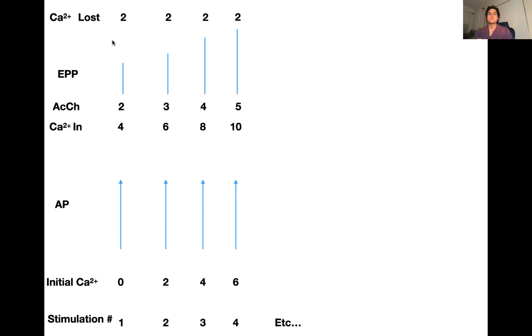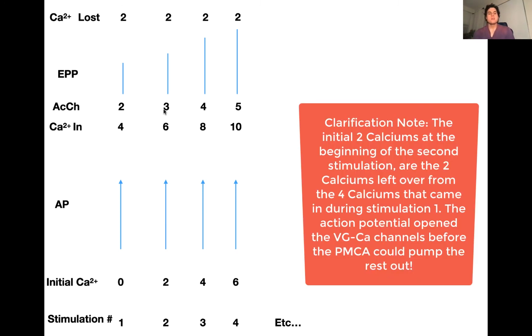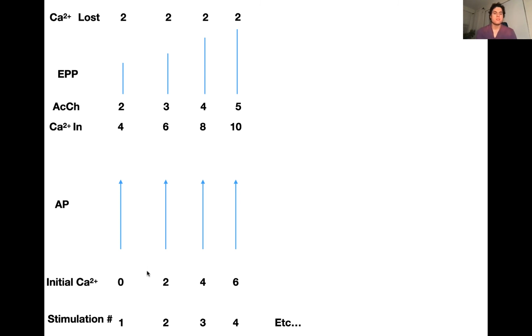And then the PMCA pumps out 2 calciums at a time, and before the PMCA pump can pump out all the calciums, another action potential comes in. So in this case, we start out at the second stimulation with 2 initial calciums. The action potential comes in, causes 4 calciums to come in, resulting in 6 total calciums inside the cell. This will cause 3 acetylcholines to come out, and an even larger end plate potential to result in the muscle fiber. So as you can see here, with each sequential stimulation, the amount of calcium inside the cell increases, and the resulting end plate potentials in the muscle fiber increase as well.